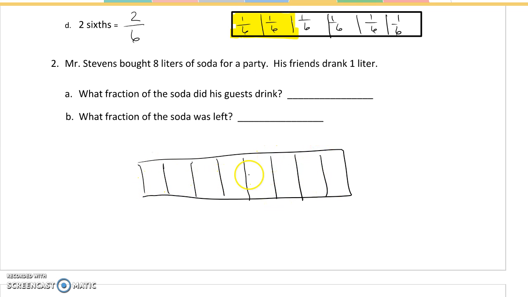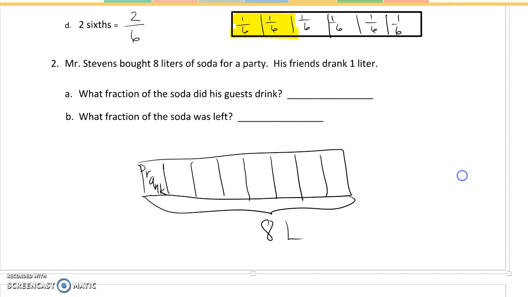1, 2, 3, 4, 5, 6, 7, 8. So the whole thing is 8 liters, right? His friends drank 1 liter. So I'm going to write "drank" in that one. You could color it in either way, but I think this is a nice way to keep it clear on what they drank.